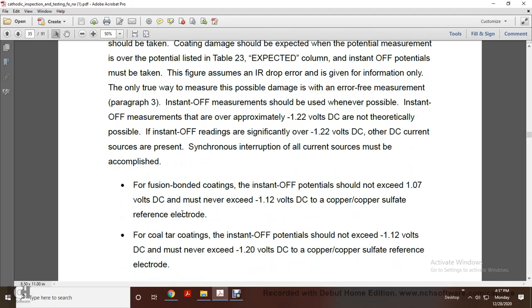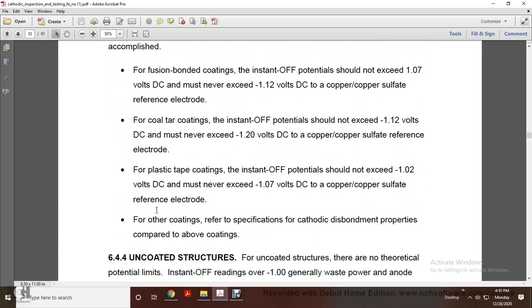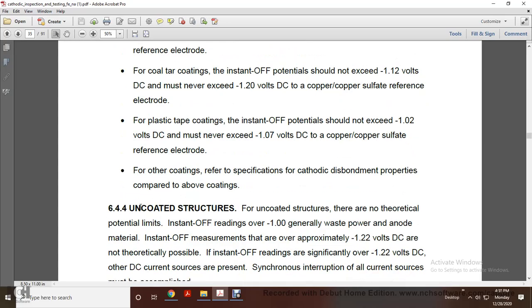All sources of current must be accounted for. For fusion bond coatings, instant off potential should not exceed negative 1.07 volt DC and must not exceed negative 1.12 volt DC copper sulfate reference electrode. For coal tar coatings, instant off potential should not exceed negative 1.12 volts DC and must never exceed negative 1.2 volt DC copper sulfate reference electrode. For asphalt and plastic tape coatings, instant off potential should not exceed negative 1.02 volt DC and should never exceed negative 1.07 volt DC copper sulfate reference electrode. For other coatings, refer to the specification, comparing cathodic disbondment properties to the above coatings.